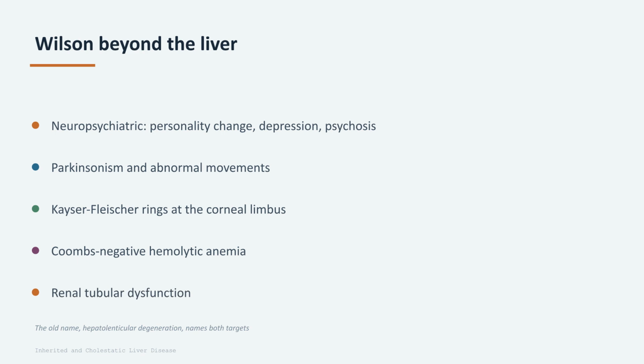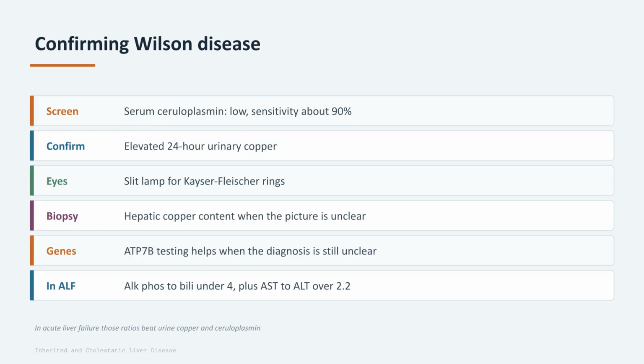Young patient, liver disease, psychiatric change. Think copper. Here is the workup in order. Start with a serum ceruloplasmin. It is low in Wilson disease with a sensitivity of about 90%. Then collect a 24-hour urine for copper, which is elevated. Ask for a slit lamp examination for Kayser-Fleischer rings.